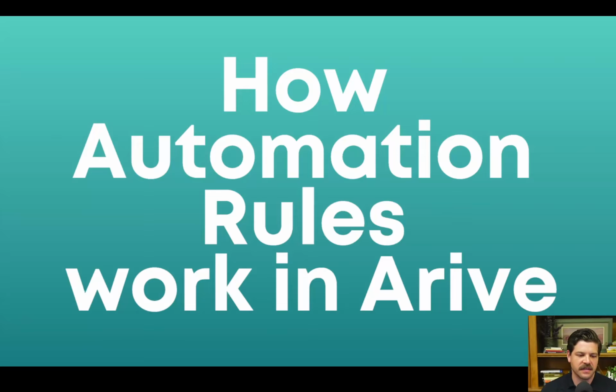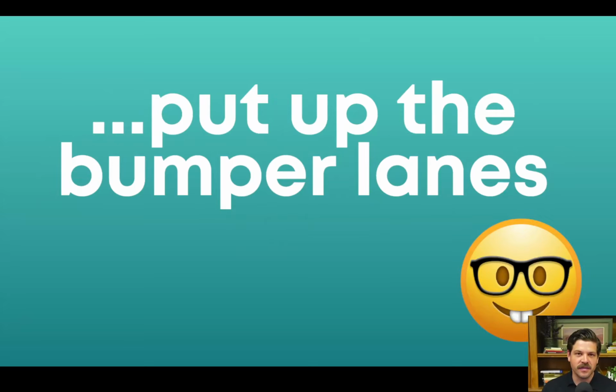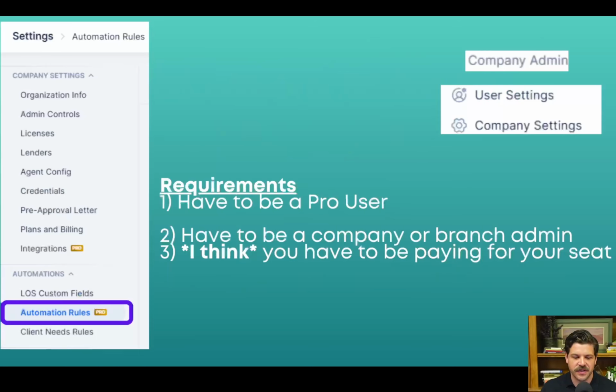I like this analogy: how do you score every time you go bowling? I'm a terrible bowler, but the way you score every time is you put up the bumper lanes, you cheat basically. And the automation rules, that's my best analogy to help you understand what they do. The automation rules are the bumper lanes for loan officers.